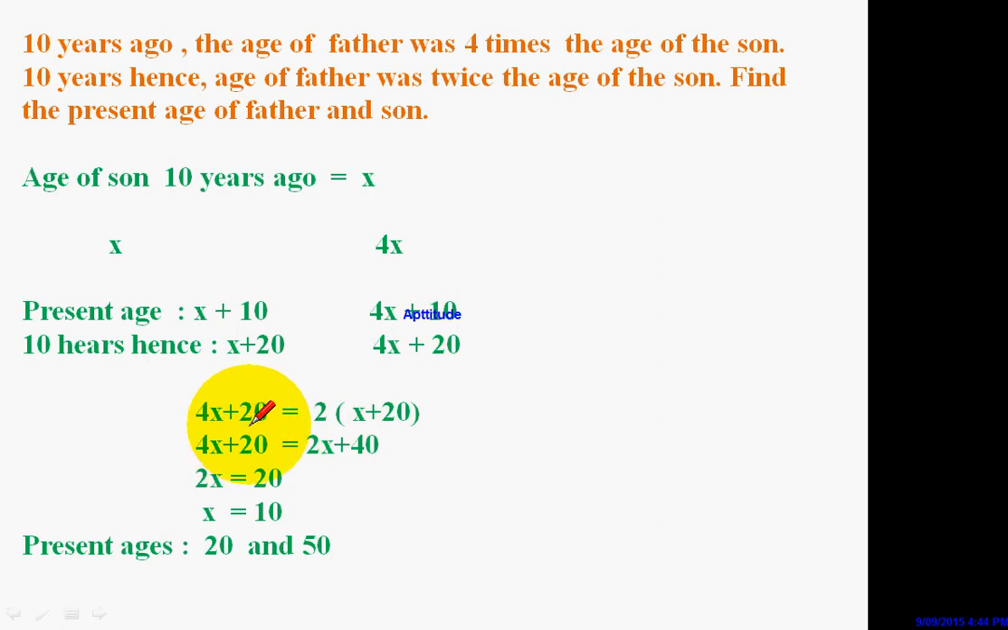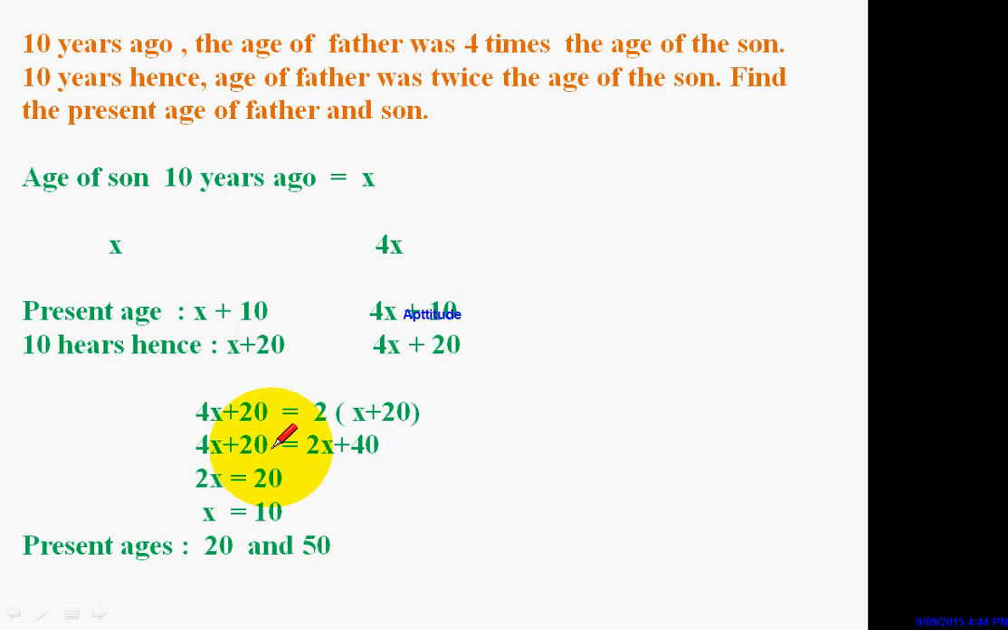So this is the age of the father after 10 years. This is the age of the son after 10 years. And the relation is father's age is twice the age of the son. So I have multiplied the son's age by 2, that is given in the problem. And from this we can derive the value for x, which is equal to 10.